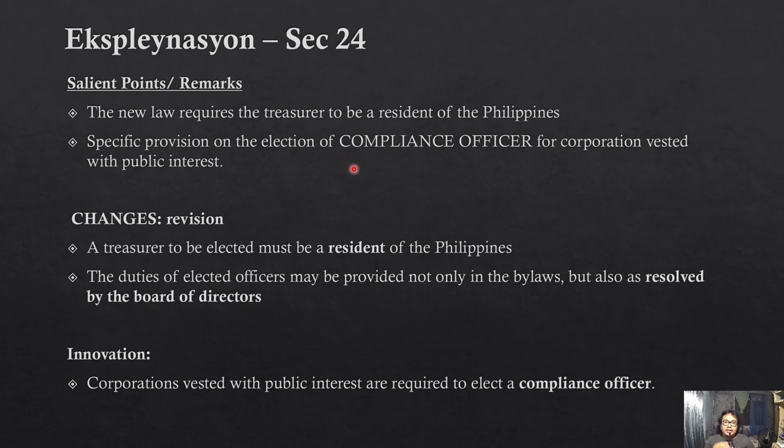Ulitin natin, compliance officer is an officer whose designated job is to make sure that the corporation is properly complying with the outside laws and regulations governing the corporation, affecting the corporation. Para yung corporation, hindi lalabag sa batas kasi pag lumabag yun sa batas, abalagot. Hahabulin niya ng gobyerno.